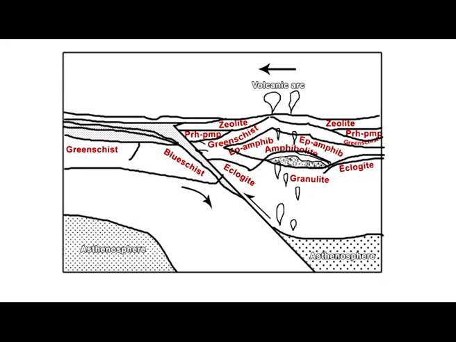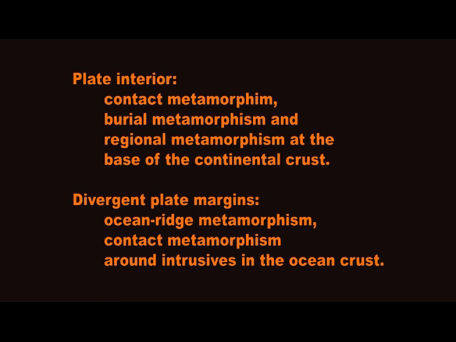Metamorphism based on plate tectonic setting. On the basis of plate tectonic setting, one can classify metamorphic rocks. Different types of metamorphism are found in different plate tectonic settings. Many are already discussed in different sections of this topic and only summarized as below: plate interior, contact metamorphism, burial metamorphism and regional metamorphism at the base of the continental crust.